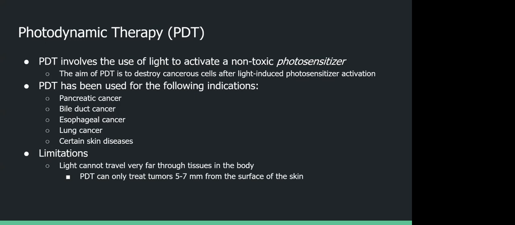PDT has been used for the following indications: pancreatic cancer, bile duct cancer, esophageal cancer, lung cancer, and certain skin diseases. Some limitations associated with PDT are that since light cannot travel very far to tissues in the body, PDT can only treat superficial tumors that are on or near the surface of the skin, specifically 5 to 7 millimeters from the surface of the skin.